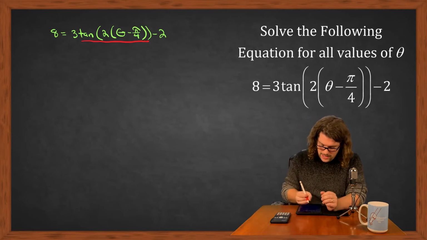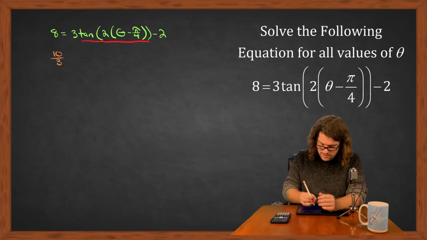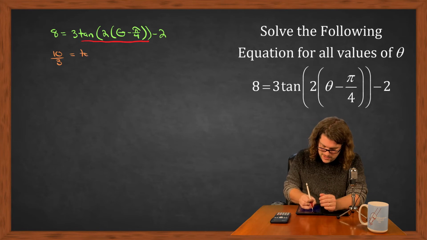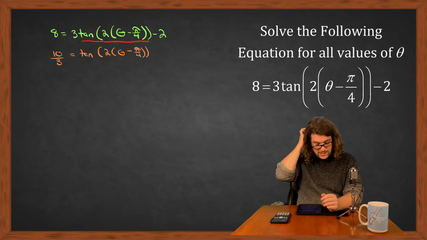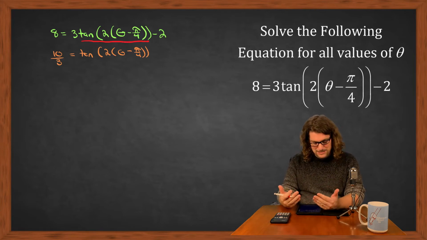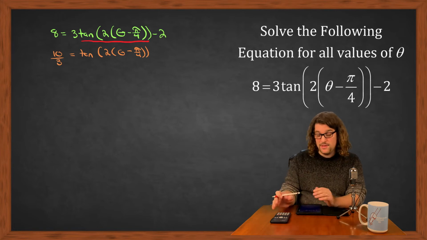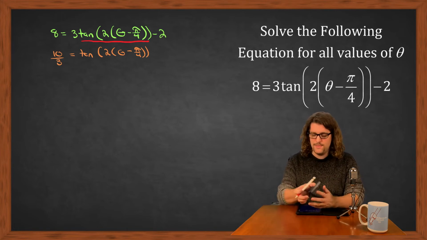So if I do that, I'm going to add 2 to both sides, which is going to give me 10 on the left. I'm going to divide both sides by 3, so I get 10 thirds, and that's going to be equal to the tan of 2 theta minus pi over 4. So there we go. We have the trig function isolated, and it's equal to 10 thirds, which doesn't ring a bell for anything that's supposed to be recognized by me here.